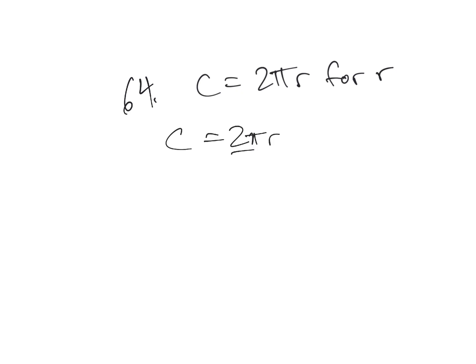If I said, this is number 64. C equals 2 pi r. Solve for r. So get r by itself, please. All right, so divide by 2 pi. It's attached by multiplication, so those reduce out. C over 2 pi is equal to r. That's it.